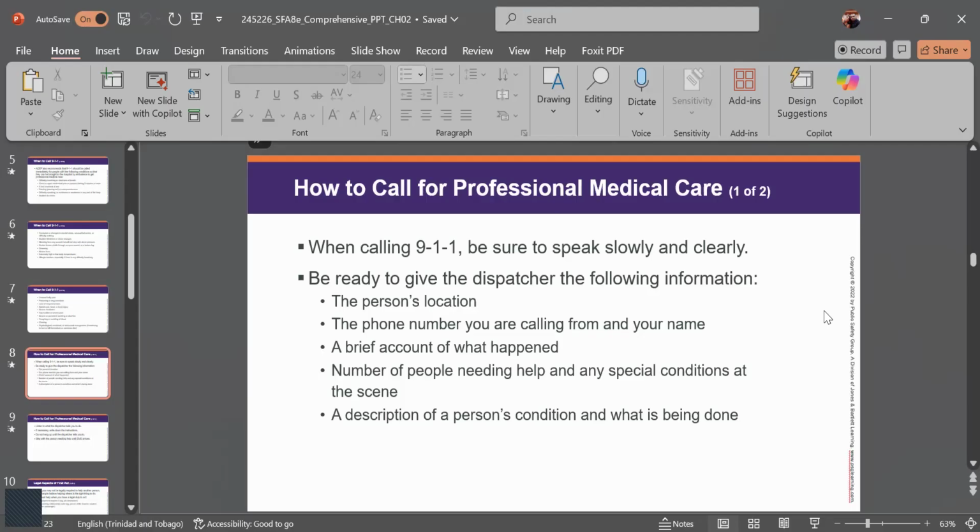So here are some guidelines. When you call 811, and I will say 811 because we're in Trinidad and Tobago, be sure to speak slowly and clearly. Don't panic and scream at the top of your lungs and use obscene language and those things, right? You need to be able to provide certain basic information. And we're looking at number one, your location.